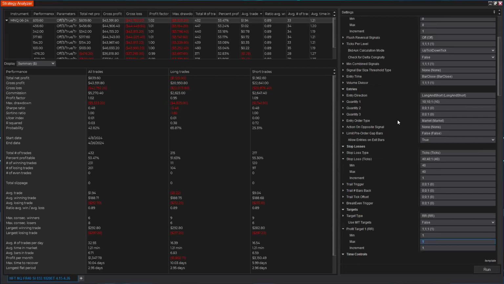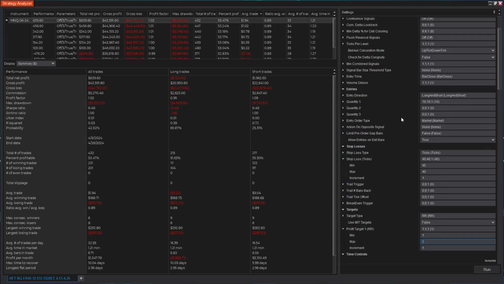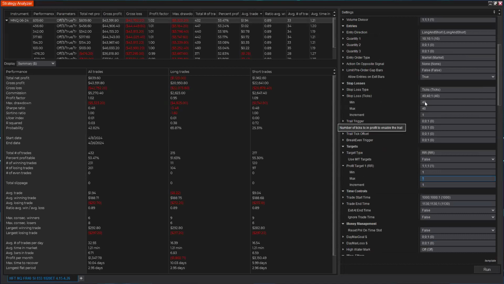Okay, so I've got those locked into place. Now what we're going to do is look at stops and targets. I'm going to go drastic on this, but I'm not going to test every level because we'll be here forever. So I'm going to go 20 to 80, but I'm going to set it by tens. That means it's going to test 20, 30, 40, 50, 60, and so on.